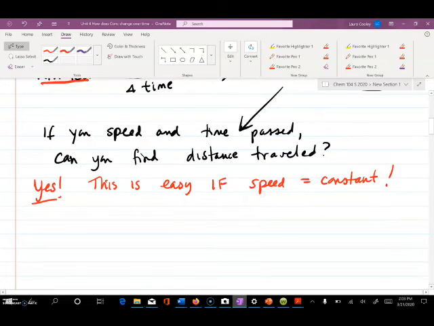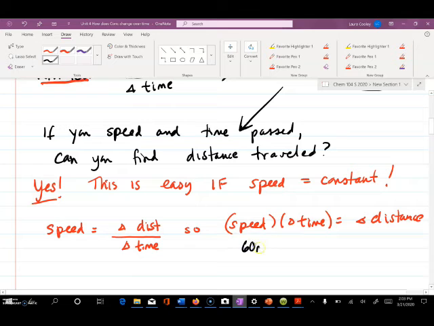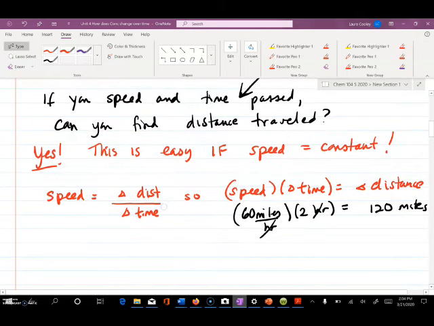Okay, so how would you do it if the speed was constant? Well, speed equals distance over the change in time. So if you take the speed and multiply it by the change in time, you'll get the distance traveled. In other words, if you're going at 60 miles an hour and you multiply that by 2 hours, not worrying about sig figs here, that's going to be 120 miles, right? You can even use dimensional analysis there.